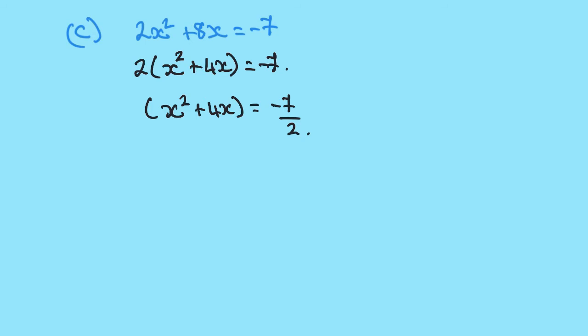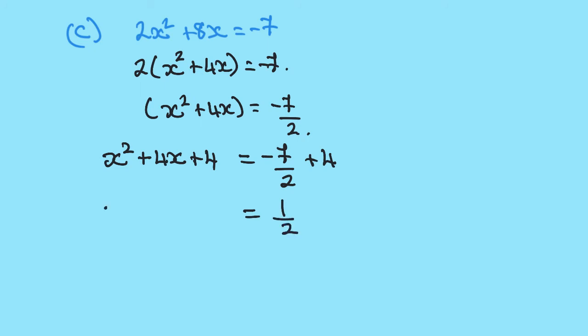Now we can complete the square on the left-hand side. So halve the x coefficient, square it, and add. So we get x squared plus 4x. Half of 4 is 2. 2 squared is 4. So plus 4. Add it to the right-hand side as well. So we get minus 7 over 2 plus 4, which is a half. So we've got x squared plus 4x plus 4 equals a half.